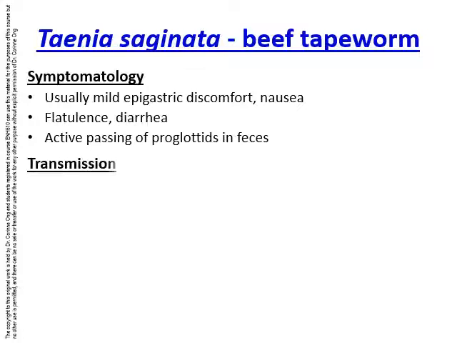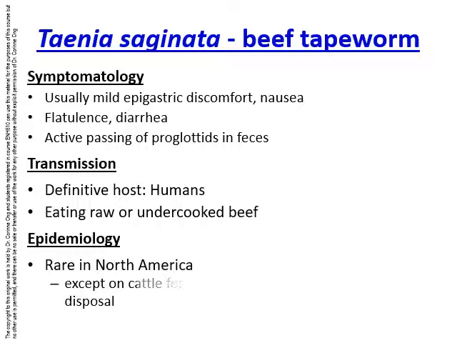Infections with the beef tapeworm usually cause mild epigastric discomfort, nausea, flatulence, and diarrhea. However, cases can pass proglottids in their feces. Although humans are the definitive host, this parasite can also infect cattle, so eating raw or undercooked beef is the main route of transmission. This is part of the parasite life cycle, which will be described in detail on the next slide. The disease is rare in North America and only occurs on cattle feedlots where disposal of human sewage is inadequate.